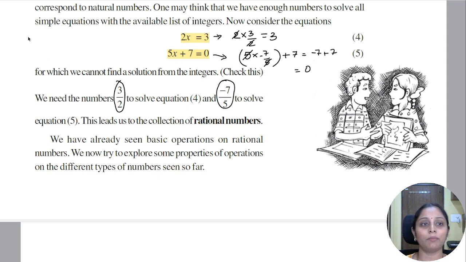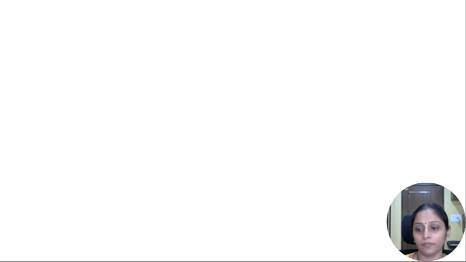Now what are these numbers? 3/2 and -7/5. These are nothing but rational numbers. Now coming to the definition of a rational number. What do you mean by a rational number? Let us look at the definition, right?